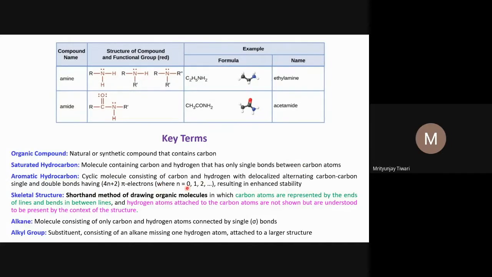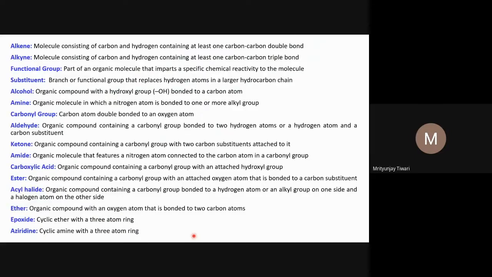And this aromaticity results in enhanced stability. A skeletal structure: we have seen the shorthand method of drawing organic molecules. Carbon atoms are represented by ends of lines or bends in between the lines, and hydrogen atoms are not shown. We have to get the idea based on the valency and whatever leftover valency there is for each carbon atom. Alkanes, alkyl groups I have already explained.